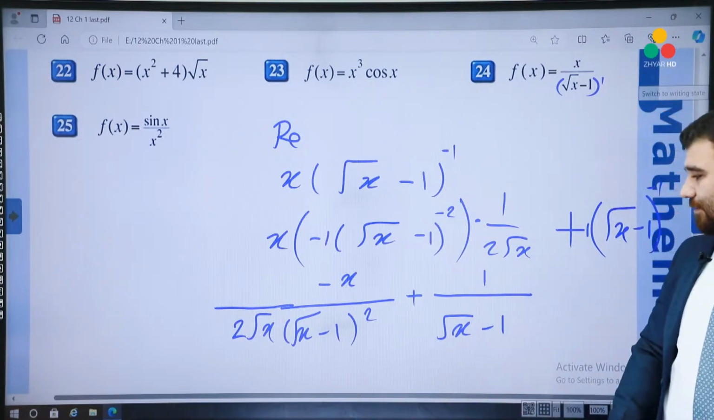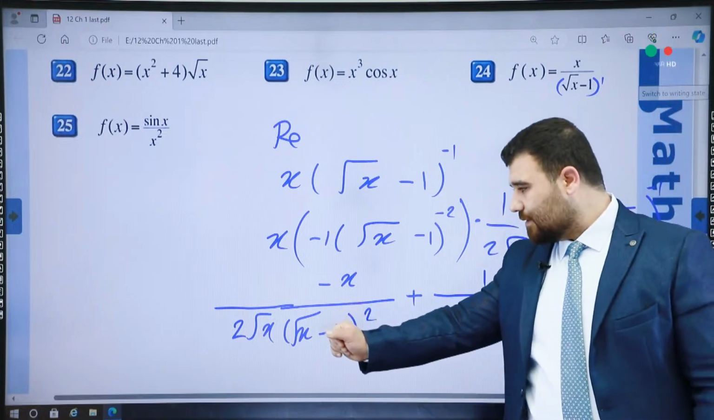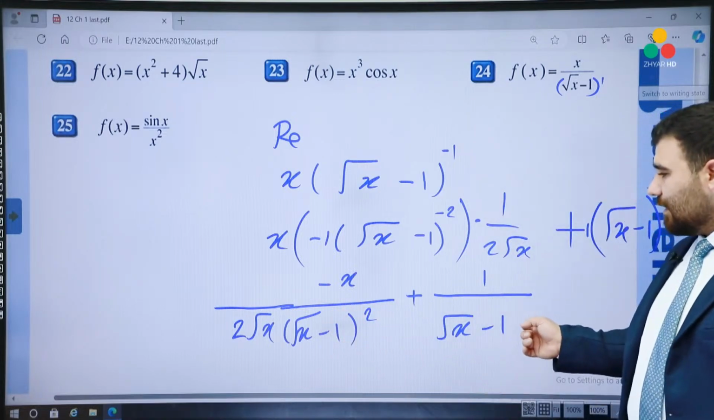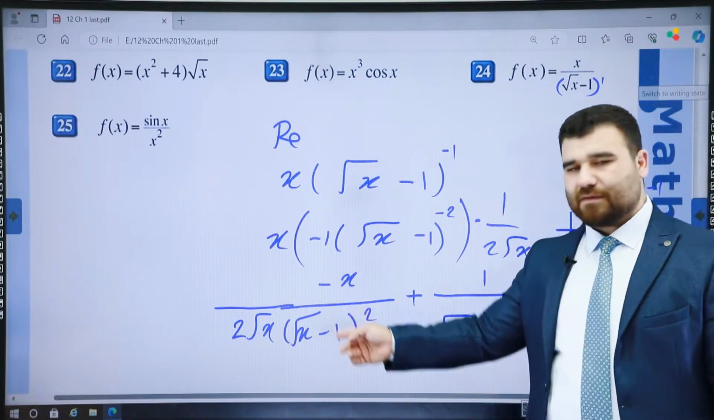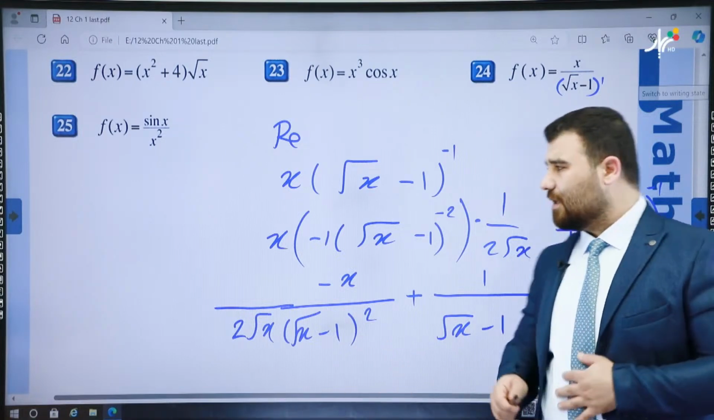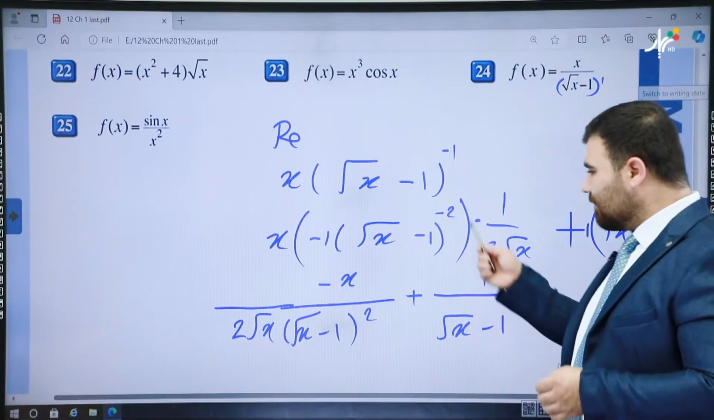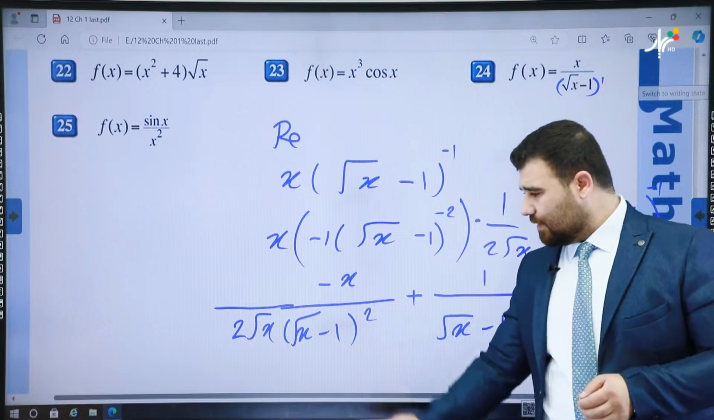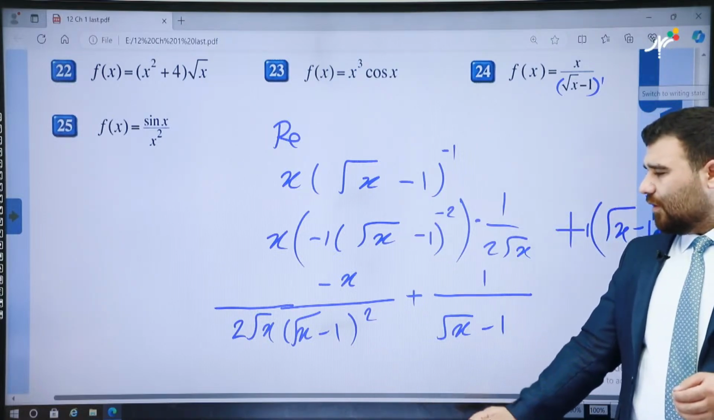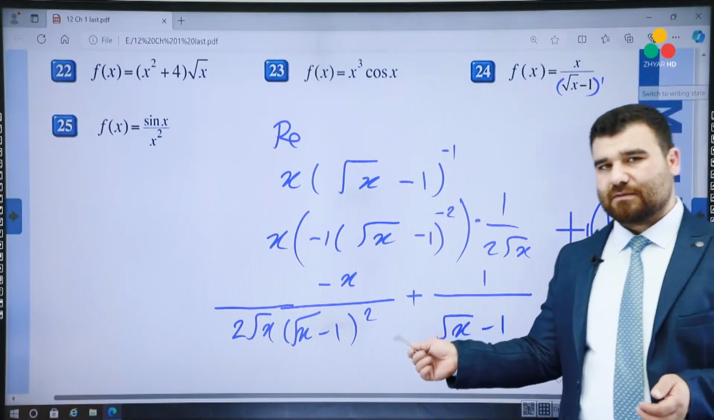Now we can simplify this more. We can expand the brackets, or we can multiply this side by a term to have the same denominators. Both ways work. We don't simplify like this, too advanced, only if the choices are like this.